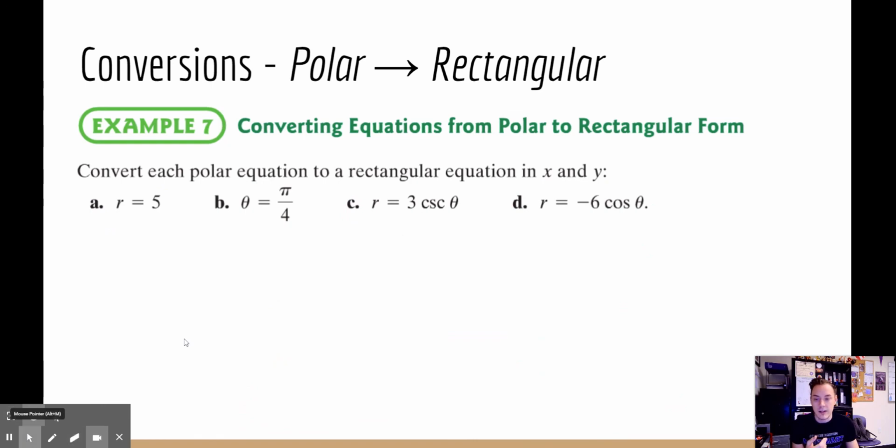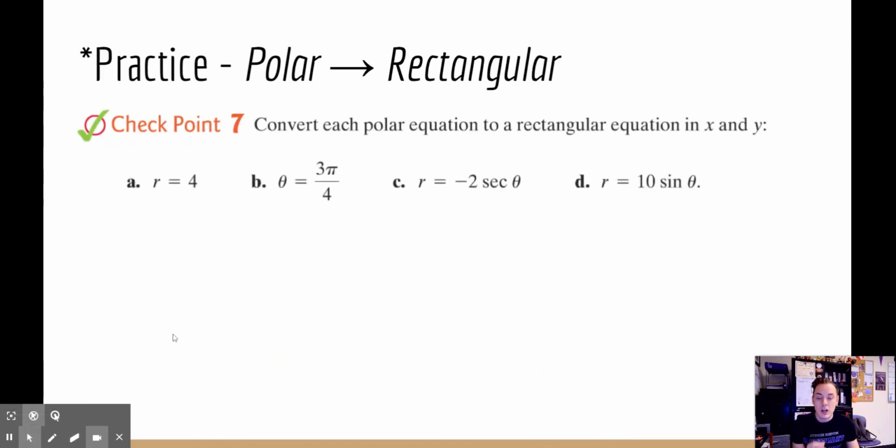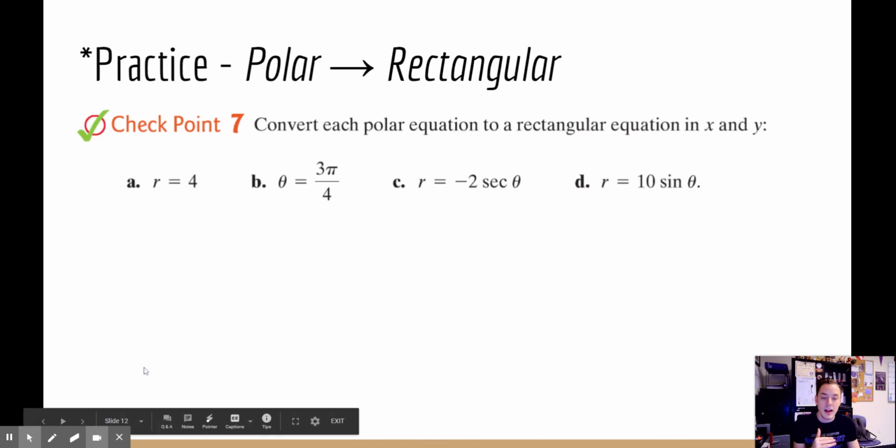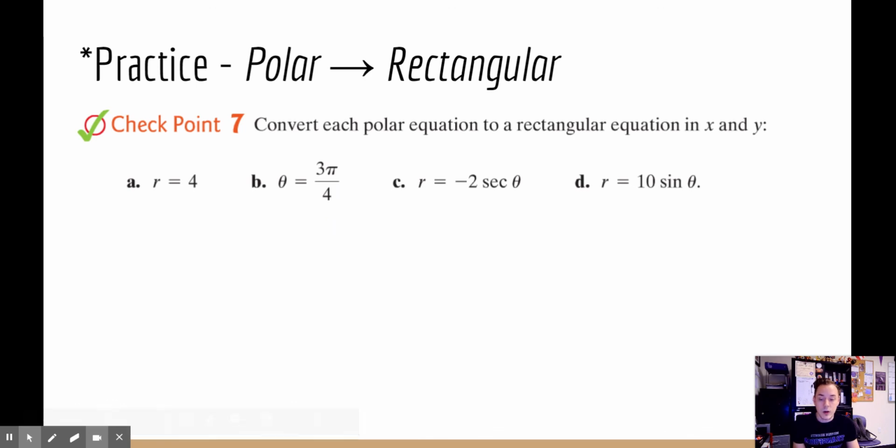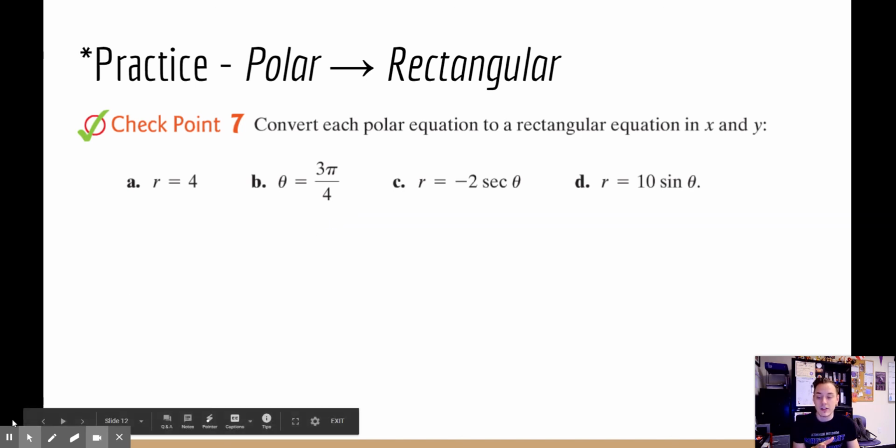Polar to rectangular. Let's go through some practice questions. Go ahead and pause the video, and when you come back, the answers will be there. Very similar questions to what we had before. I'm not going to show you the work unless you email me and ask me to show you the work. I will. But just pause the video, and I'll show you the answers, and hopefully you'll be able to follow the same process and get the right answers.